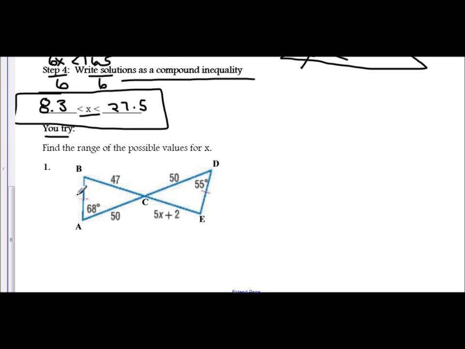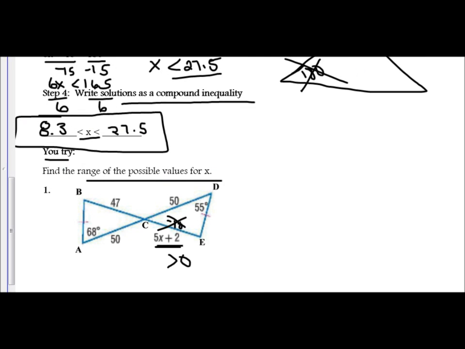All right, I want you to try example 1. Find the range of the possible values for x. So first you're going to be comparing the sides of each triangle based on the angle measures. And then you're going to have to account for the fact that a side length has to be greater than 0. Because remember we said that no side can be less than 0? You can't have a negative 10 side length. It doesn't work. You have to have a greater than 0 side length. So solve the inequality for those two scenarios.